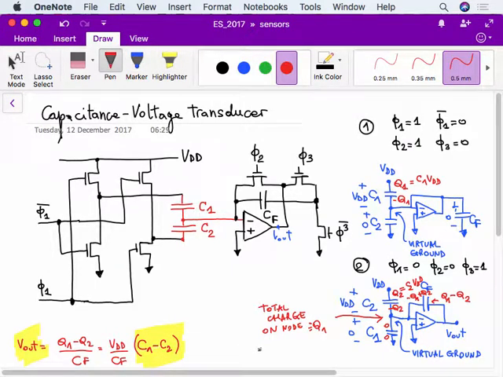Of course, we have already seen that this C1 minus C2 is proportional to the displacement, which in turn is proportional to the acceleration. And therefore, at the end, we have transformed an acceleration into a voltage. This voltage, of course, can be amplified or translated into a digital number and then processed by any digital circuit.